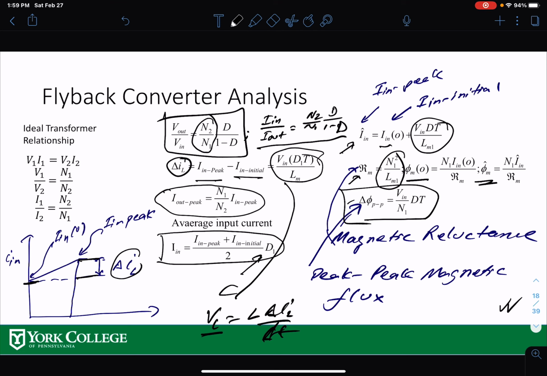We're going to do that in the class. We're going to go through some problems and do some math to understand flyback converter design. So this lecture is just to give you the initial theoretical background on the flyback converter. We're going to solve problems in the class.